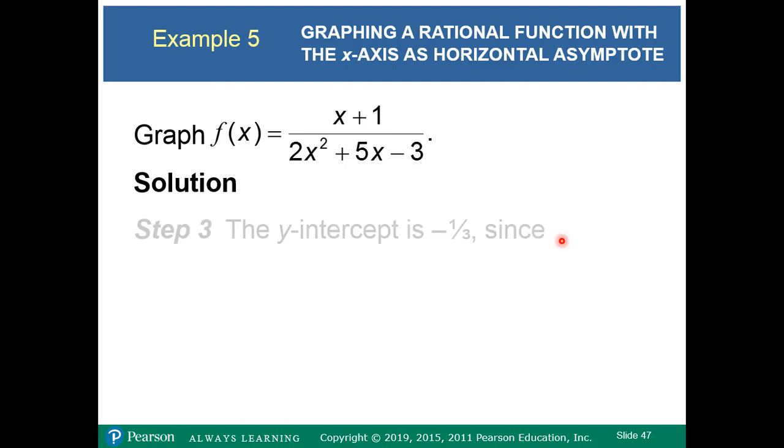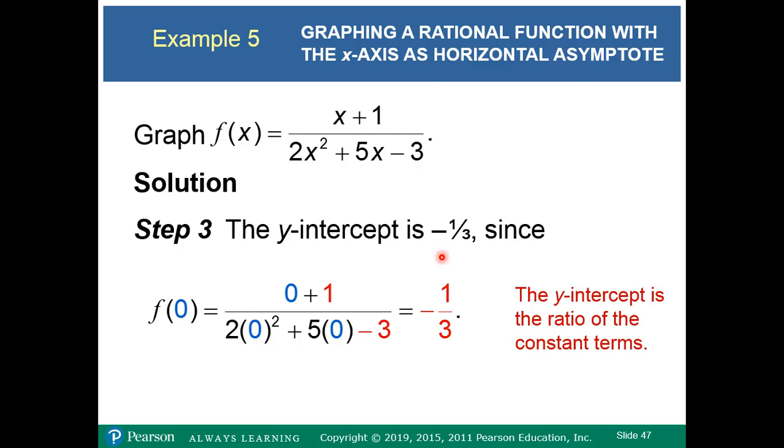Okay, so now the y-intercept is at -1/3. How would we get that? Well, we're evaluating it at 0. So all of the terms with x are 0. And that leaves us with 1 divided by -3, which gives us the -1/3. Okay, that's easy peasy right there. So that's where we get that.